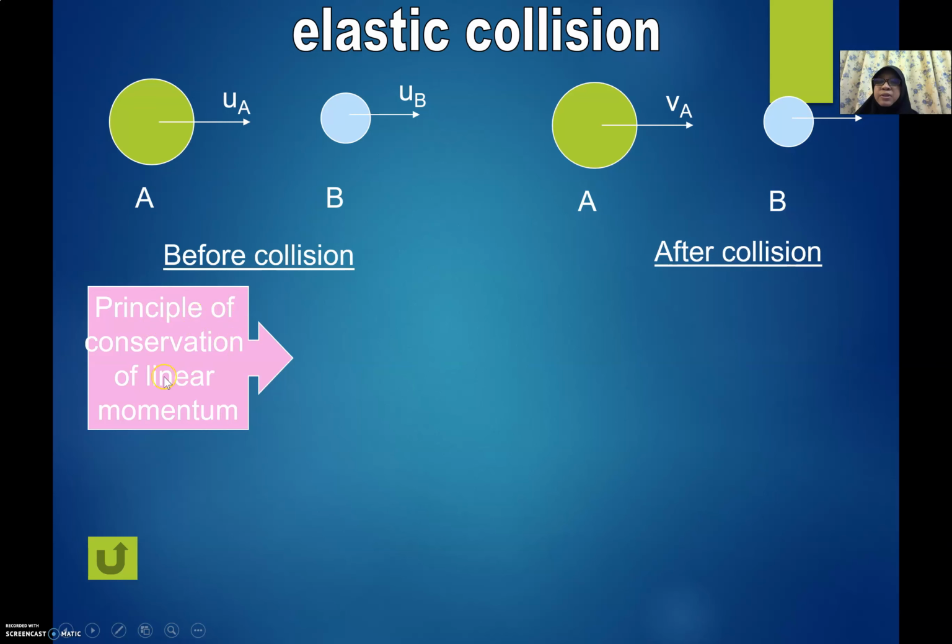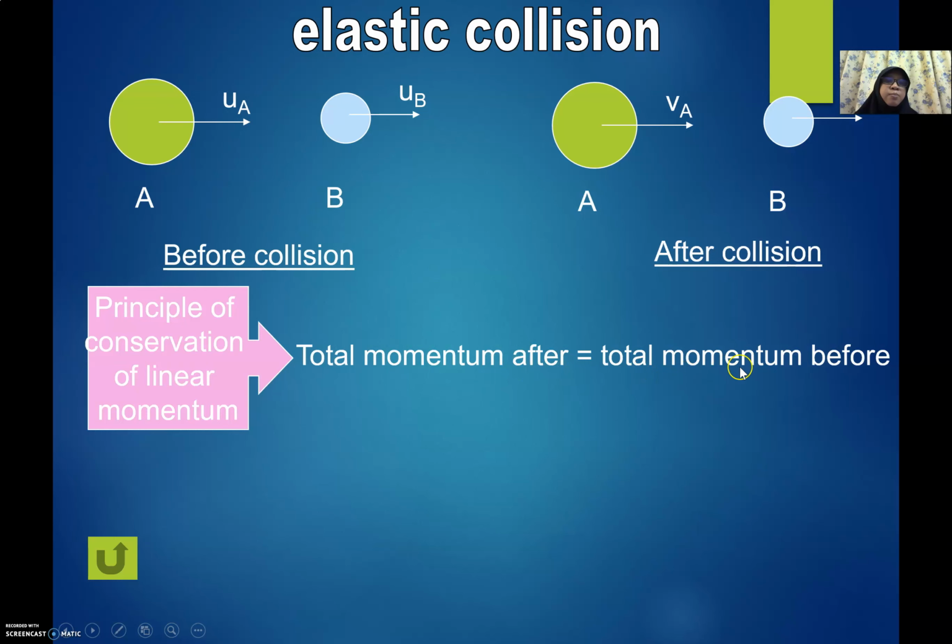From the principle of conservation of linear momentum, total momentum after equals total momentum before. So therefore, mass of object A times final velocity VA plus mass of object B times final velocity VB equals mass of object A times the initial velocity of object A plus mass of object B times the initial velocity of object B.